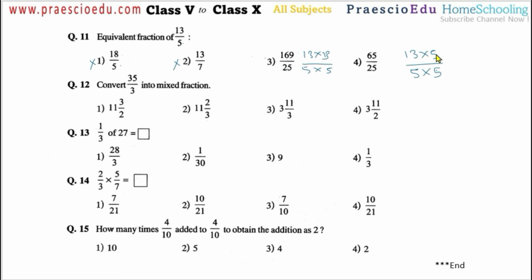If you cancel the 5, 5 ones and 5 ones, we get 13 upon 5. So now the same value comes here, which means this and this are equivalent fractions. So option number 4 is the correct one.